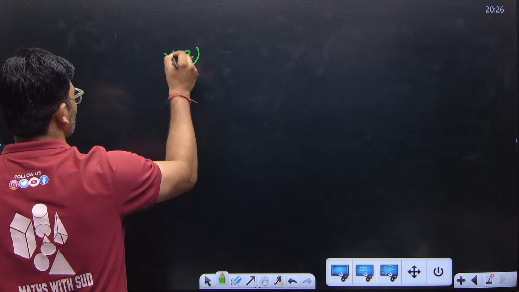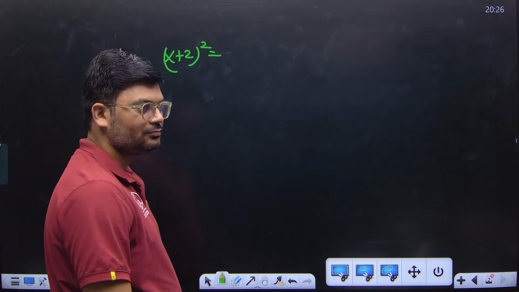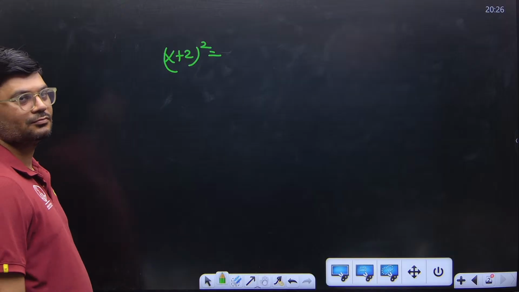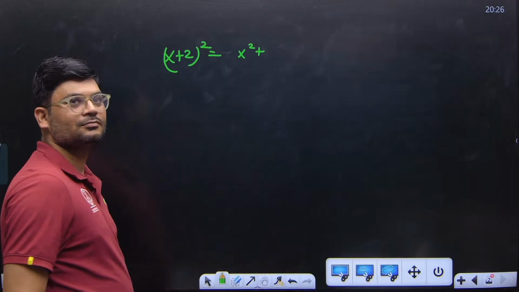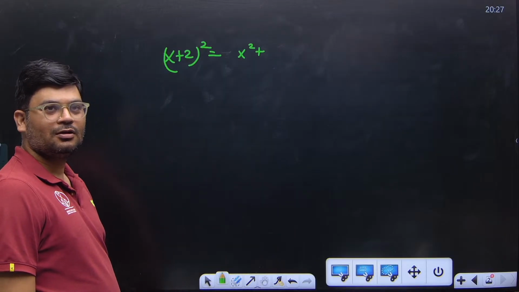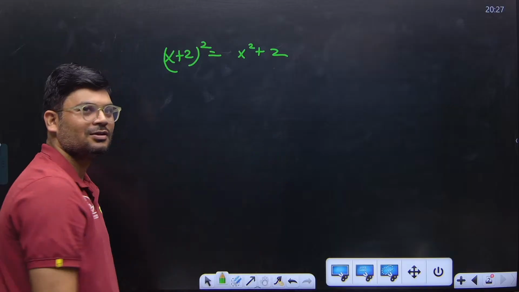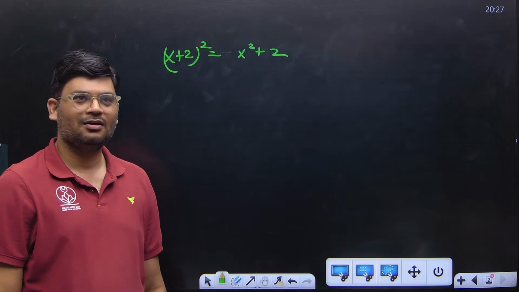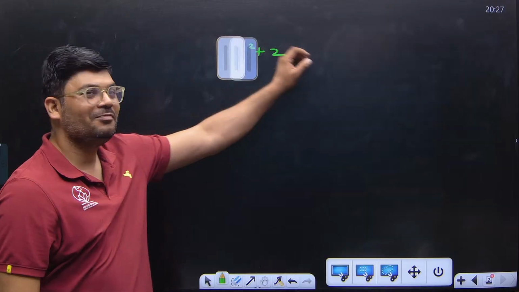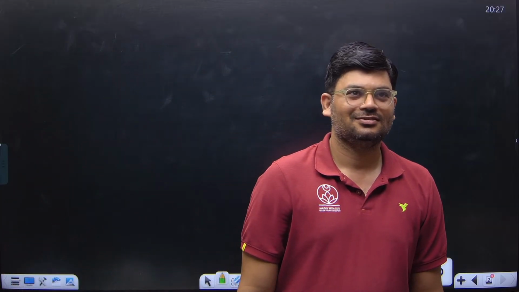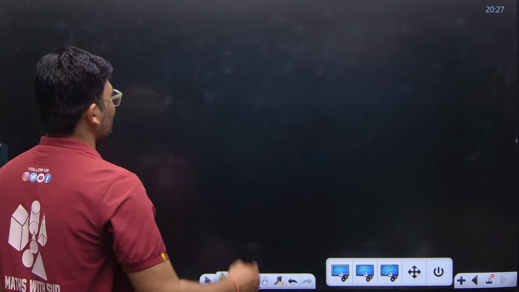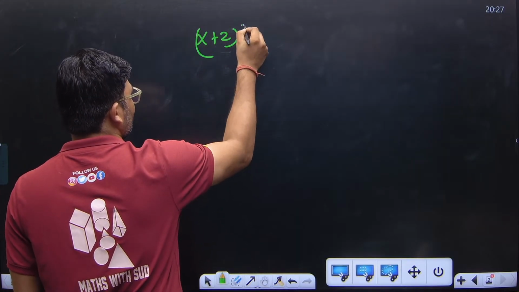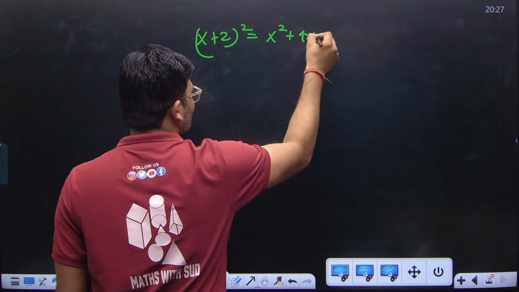Tell me, what is x plus 2 whole square? X square plus 2. Come on, x square plus 2. No, not 2. Oh my God! You haven't been taught identities. I did. What is a plus b whole square? Come on, what is a plus b whole square? No, a square plus b square is 2ab. That's what I'm asking you. What is x plus 2 whole square? So x square plus 4x plus 4.